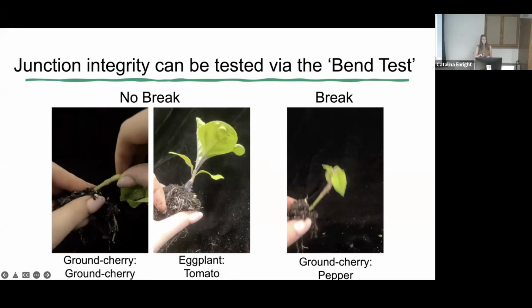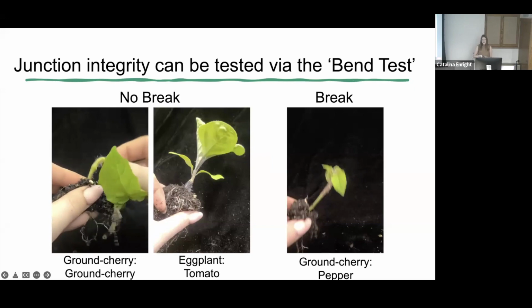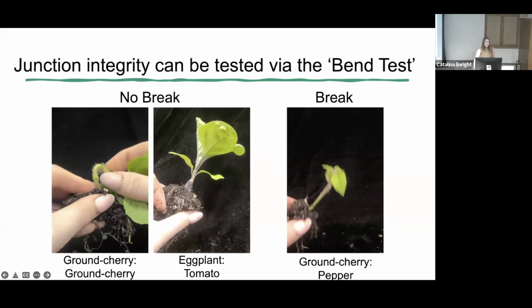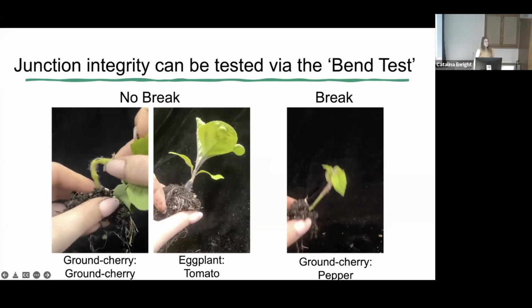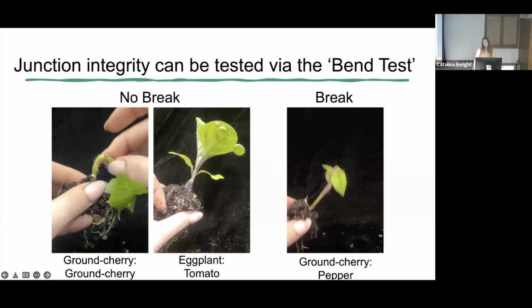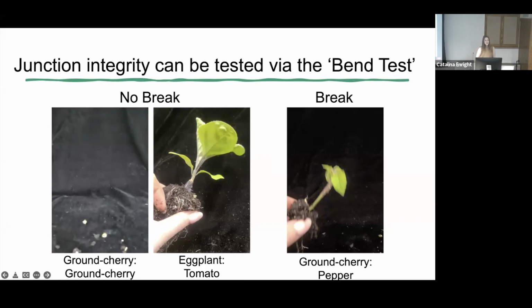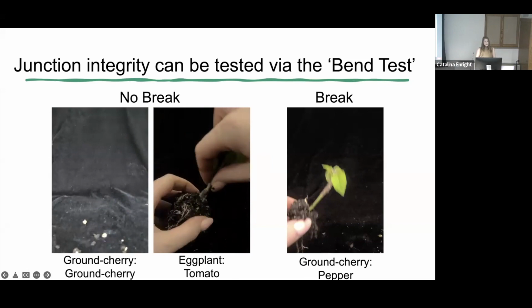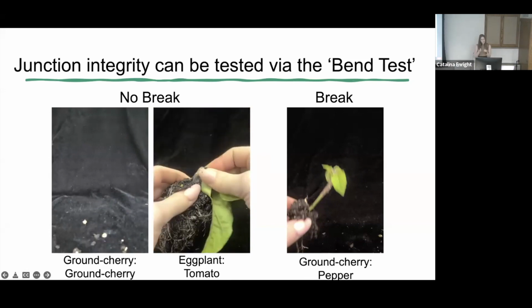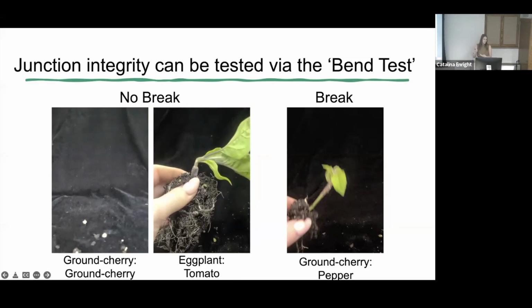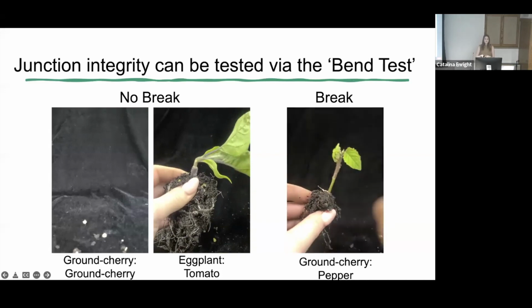So this is a self-grafted ground cherry, nice and stable. And the graft junction is this wide part. So it's unable to break. And actually the stem above is weaker than the graft junction. Similarly, this is eggplant on tomato. And when I give that a little bend, it breaks up above the graft junction and not at the junction itself.